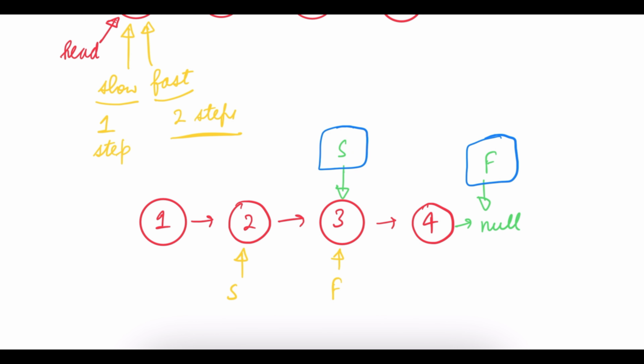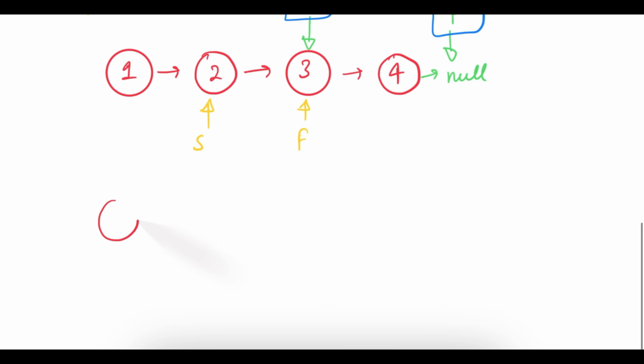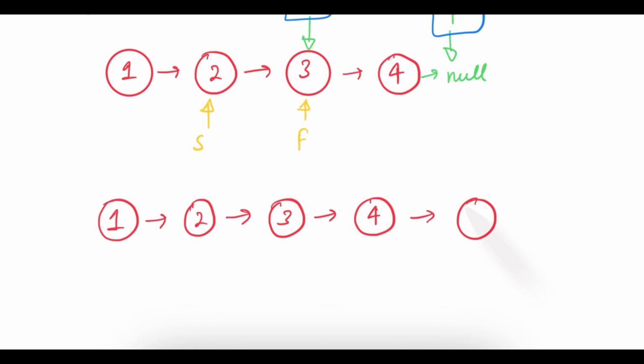And what will happen if the linked list length is odd? So let's try to draw an example in which our linked list length is odd. Let's see an example of length 5. Here we have this, and we initialize our slow and fast to the head, which is node 1. If we increment the slow pointer by one step and fast by two steps, slow would be here and fast would be here after one iteration. At the next iteration, slow would be here and fast would be here.